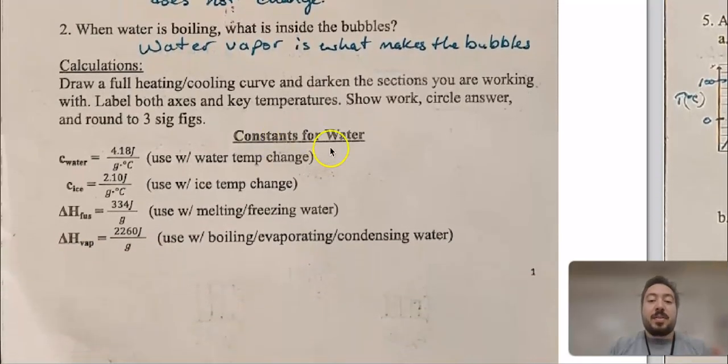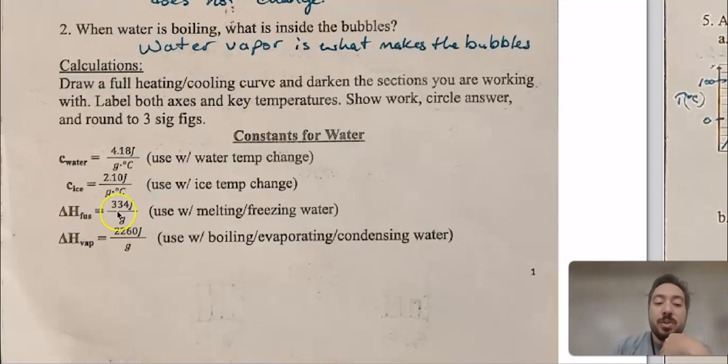Moving on to our constants, we're going to do some calculations here. Constants for water: if we're doing anything with water temperature changing, we're using the specific heat capacity of water, which is 4.18 joules per gram per degree Celsius. If we're doing anything with ice changing, that's different. We have the specific heat capacity of ice instead of water. Water is liquid, so those particles are a little harder to transfer energy between each other versus as a solid where they're organized, and when one vibrates, then its neighbors vibrate a lot more easily.